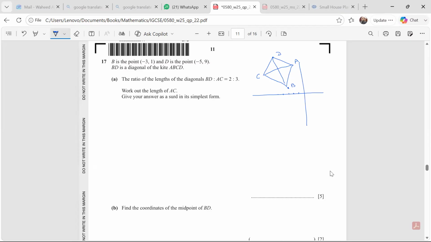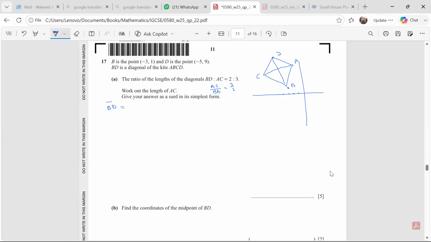In other words, we can say that AC over BD is 3 by 2. So AC is 3 parts and BD is 2 parts. We need to find the length of AC. So let's try to find the length of BD first.